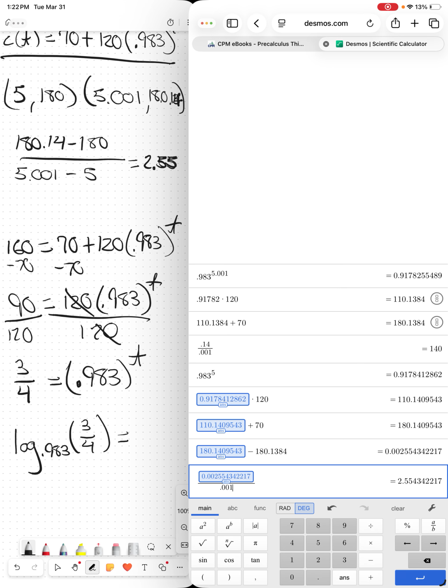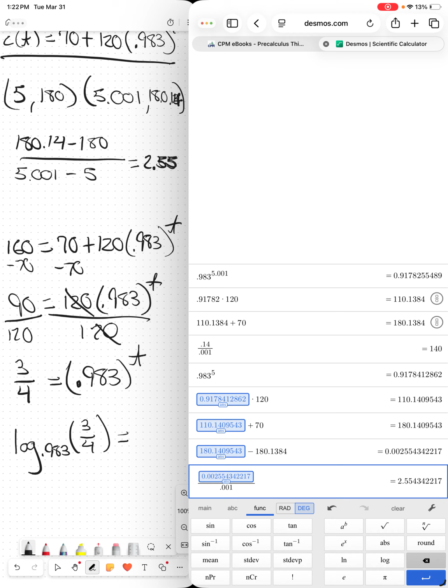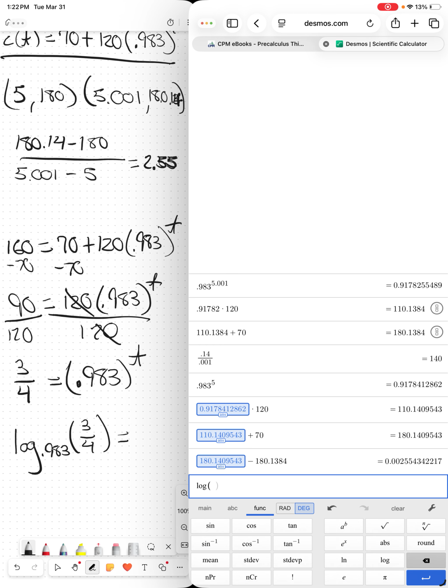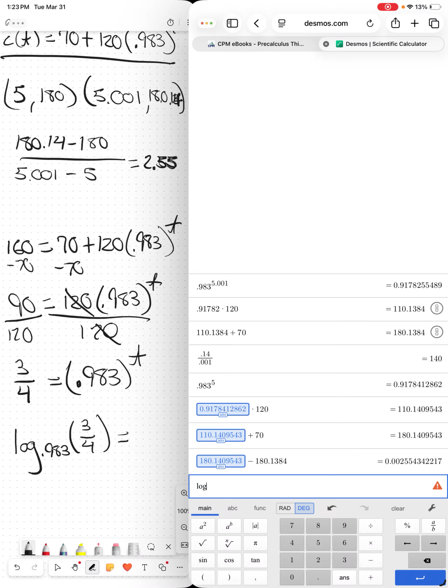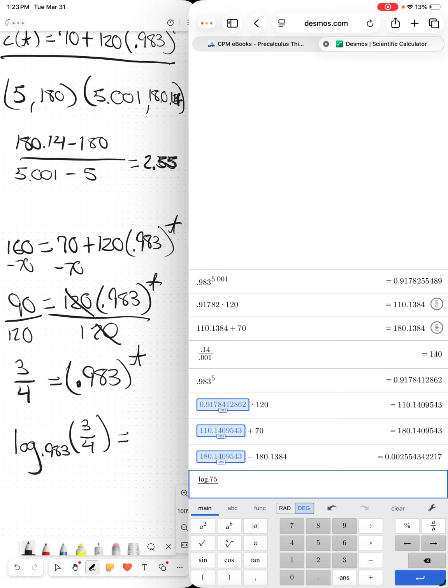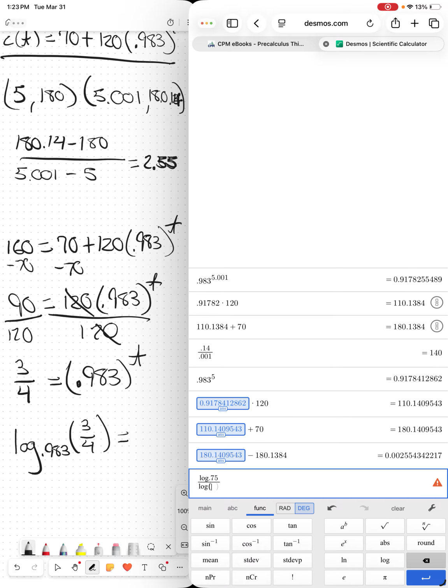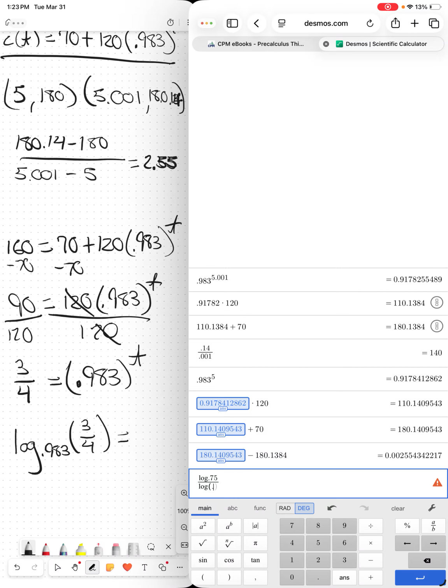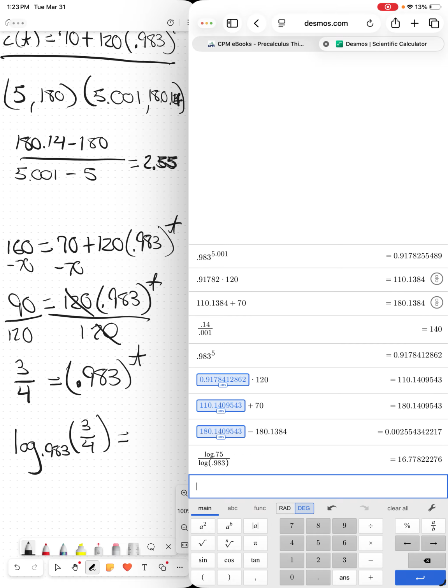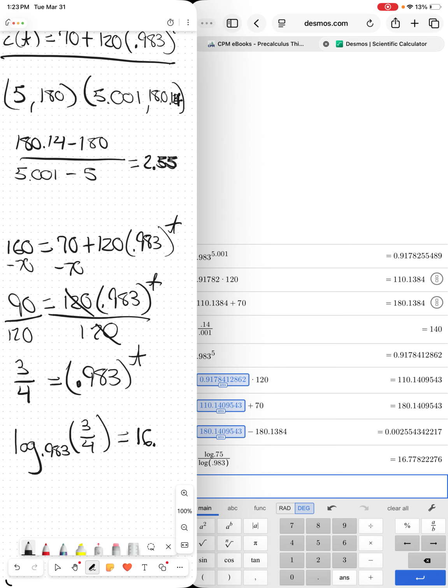Let's see if we can find log. We need log base. All right, so if we do log of 0.75 divided by the log of 0.983, enter, we get 16.78 minutes.